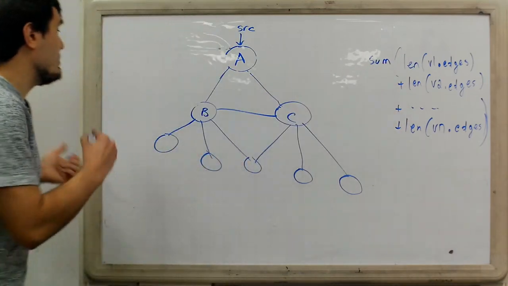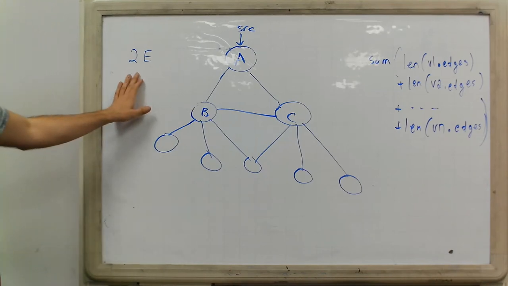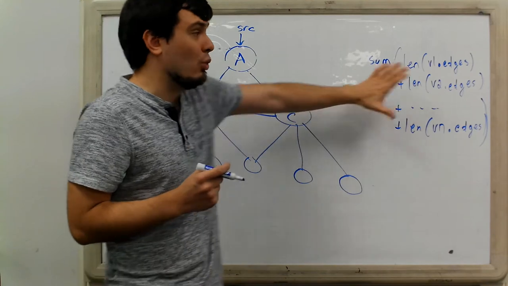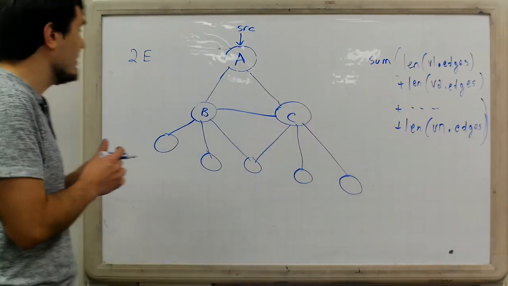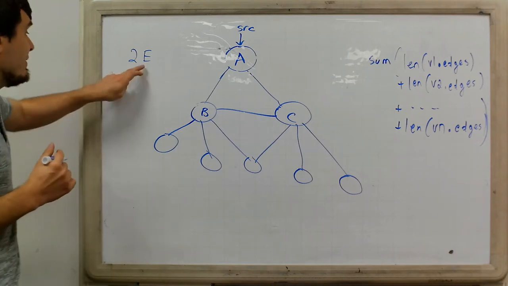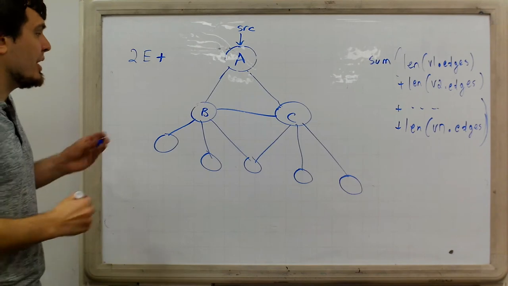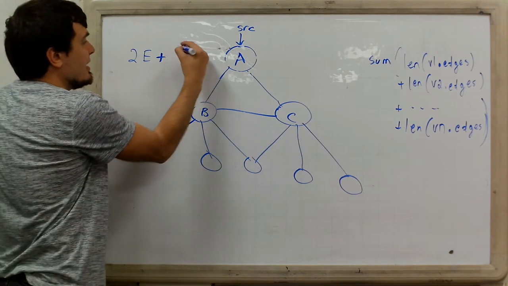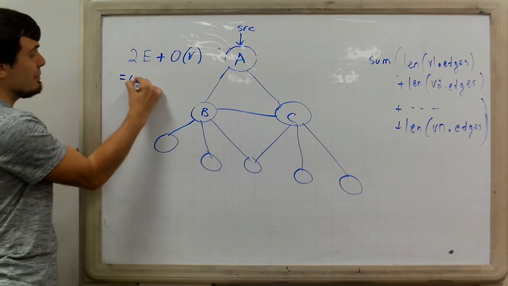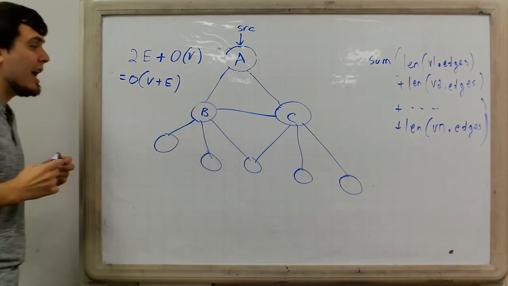So in the end, we process something like 2E edges, or just E edges in the case of a directed graph, because for a directed graph, every edge appears exactly once in some adjacency list, since it appears only when it's outbound. So we have 2E, and then we have the time of dequeuing stuff from the queue and so on, and that contributes a factor of order V. And so the final time complexity of BFS is order V plus E.